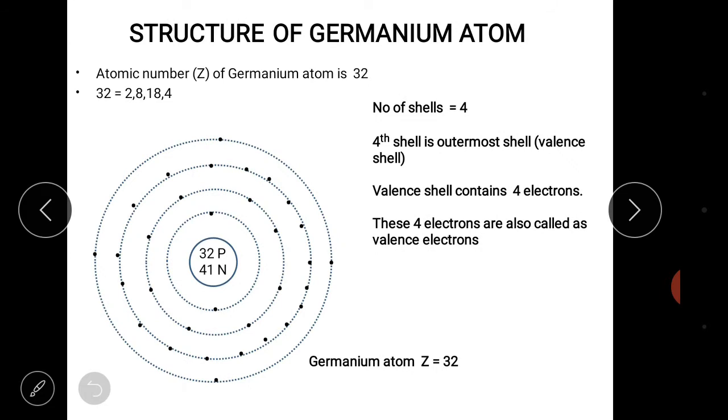The atomic number of germanium is 32, and the electronic configuration will be 2, 8, 18, 4. That can also be seen from the atomic structure of the germanium atom. Here we see the number of protons equals 32 and the number of neutrons is 41. And from the electronic configuration, we notice that the number of shells is 4 in this case. So the fourth shell is the outermost shell, and the valence shell contains 4 electrons, and these 4 electrons are also called valence electrons.